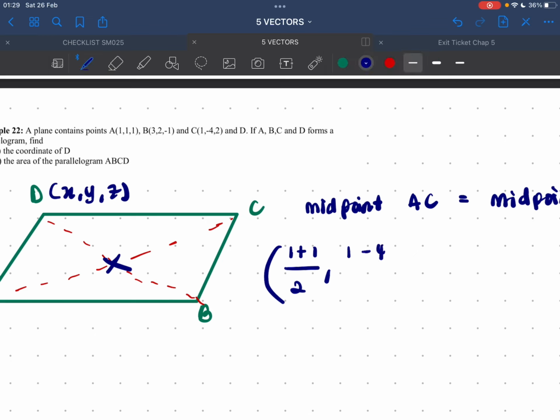1 minus 4 divided by 2. Y divided by 2, obviously we want to find the midpoint, so you have to divide by 2. And for Z here, we have 1 plus 2, so 1 plus 2 divided by 2. So that is for AC.